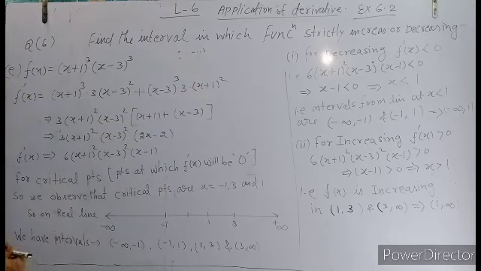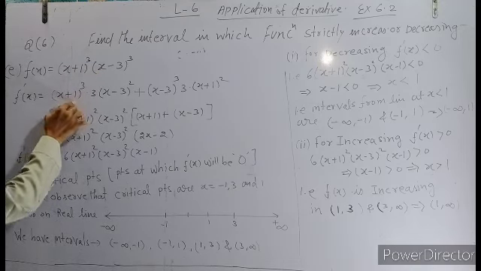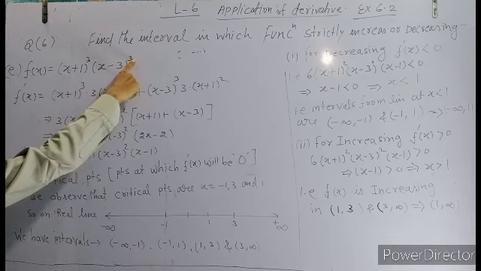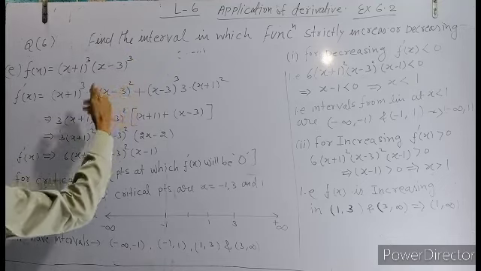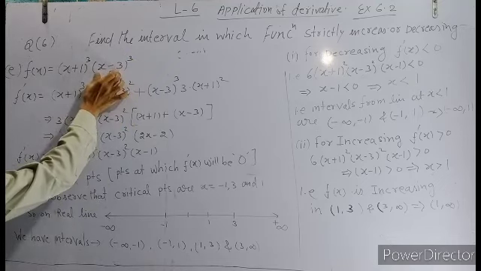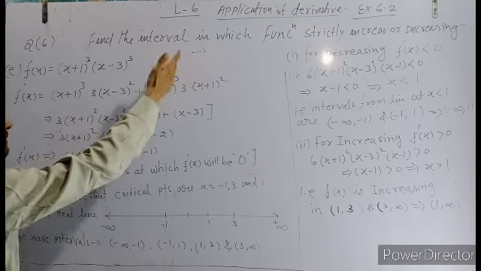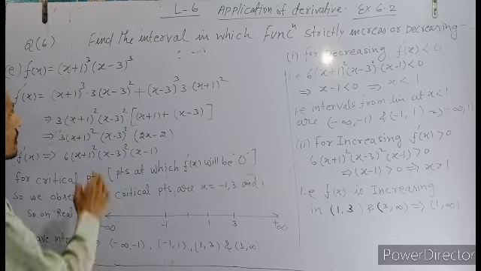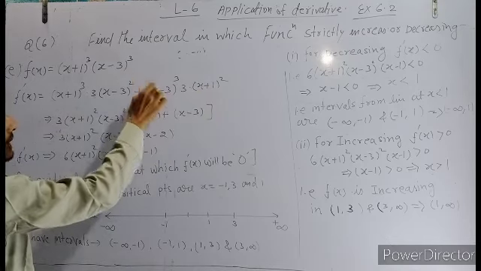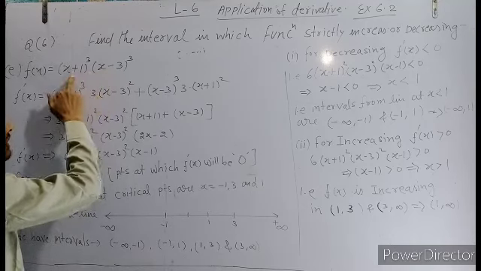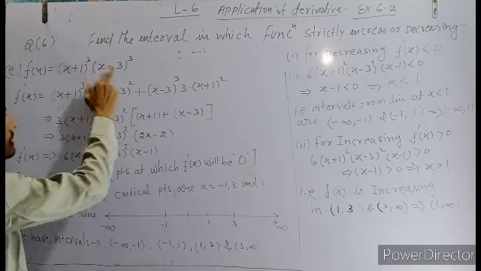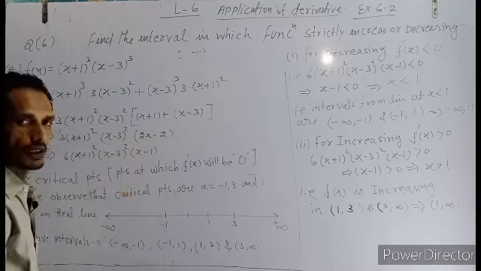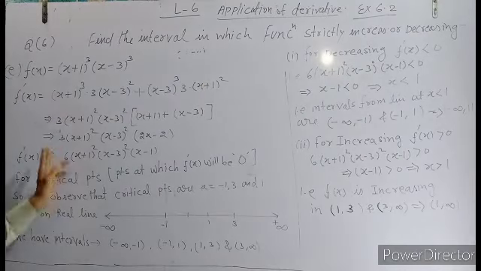So the first term stays as it is. For the derivative of the other factor, 3 comes in front and the power reduces by 1, giving (x minus 3) whole square; the inner derivative is 1 minus 0, so no need to write it. Similarly, second as it is times the first derivative: 3 comes there and the power reduces to 2. Now let us simplify that.